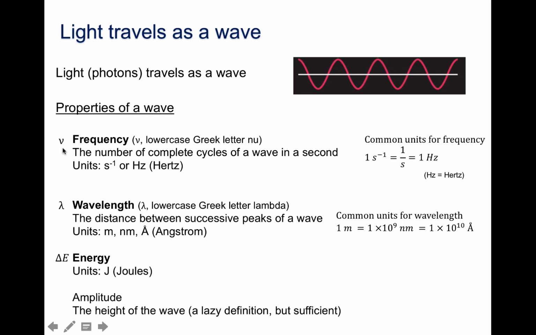So first, the frequency of a wave, represented by the lowercase Greek letter nu, that's the wind-blown looking V symbol right here. That's the number of complete cycles of a wave in a second. If you look up to this example wave, starting at the top of one peak and going to the next one represents one complete cycle. So in this example, we have 4 cycles in the timeline, which is 1 second.